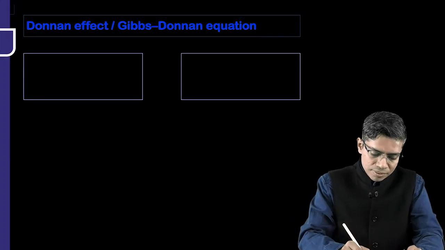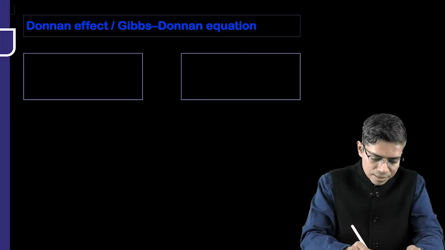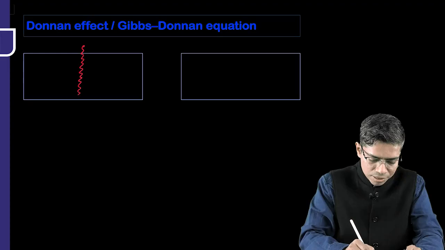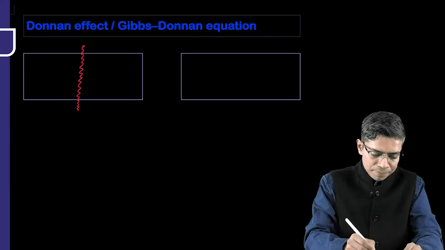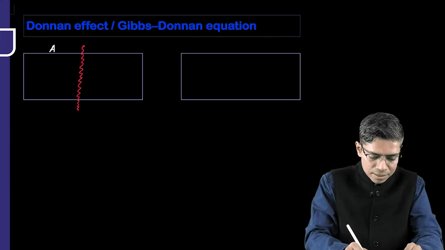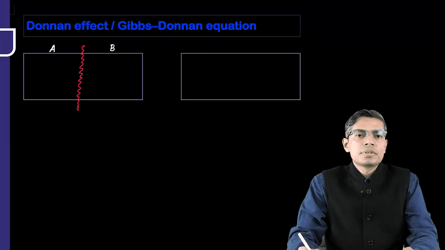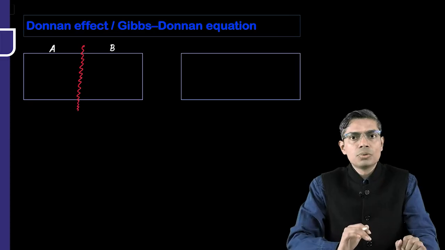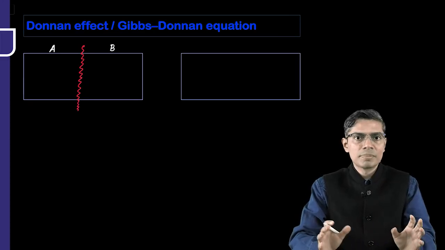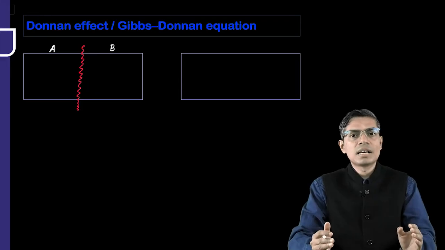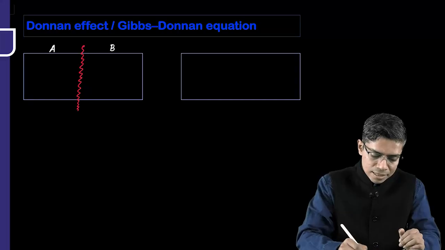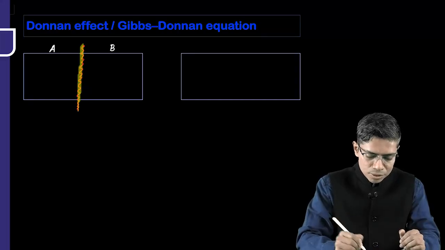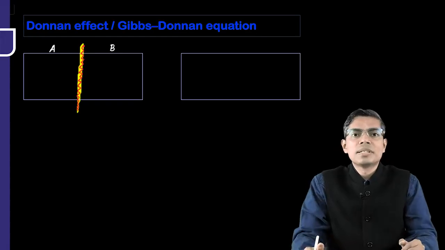Okay, in the first diagram, I am showing a semi-permeable membrane dividing this box into two compartments. This is compartment A, this is compartment B. Now suppose I am adding sodium ions into these two compartments. These two compartments contain solution, and within this solution I am adding sodium ions, assuming that this membrane is permeable to sodium as well as to chloride.